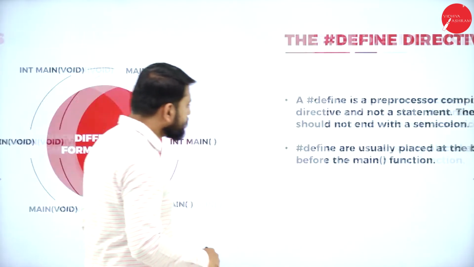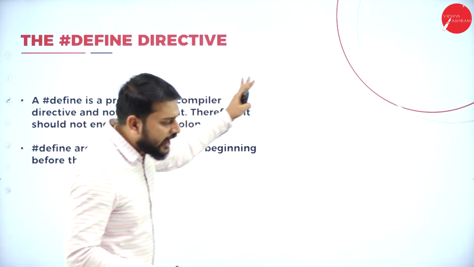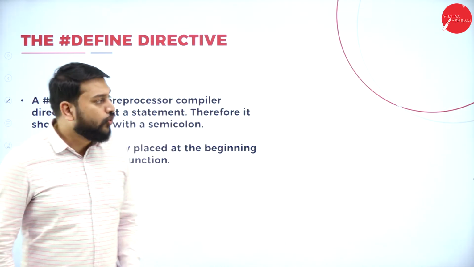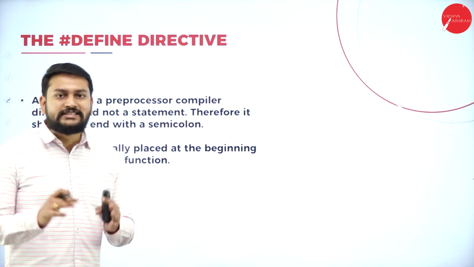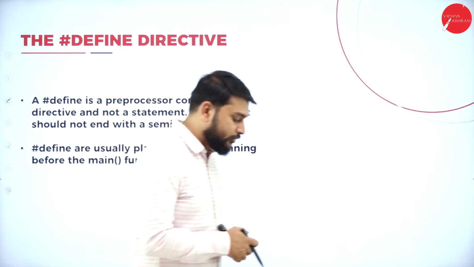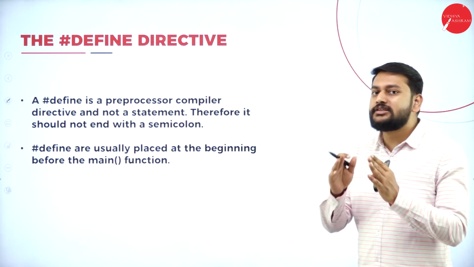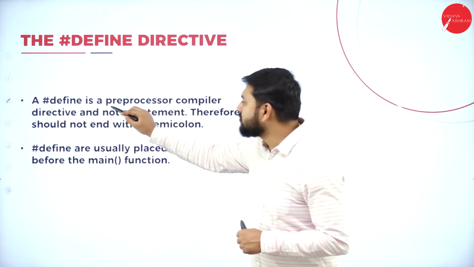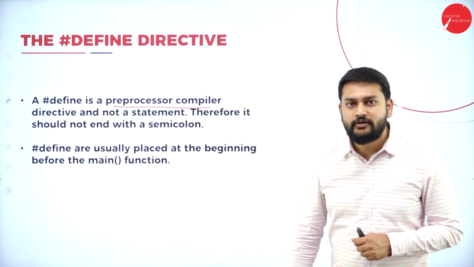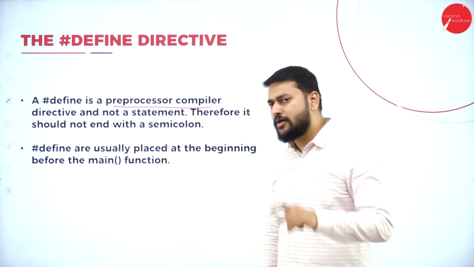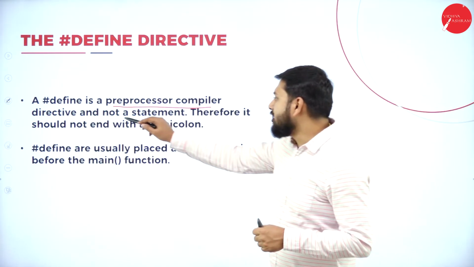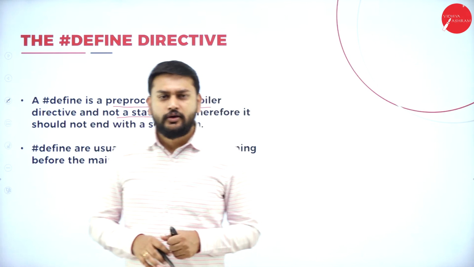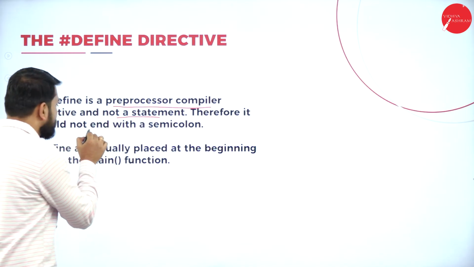So fine. What next? You have the hash define directive. So let's understand what exactly this hash define directive is all about, in detail with an example. Hash define is a preprocessor compiler directive. Very interesting, very important. Okay, make a note of it. It is not a statement, and therefore it should not end with a semicolon. So you need to understand this.